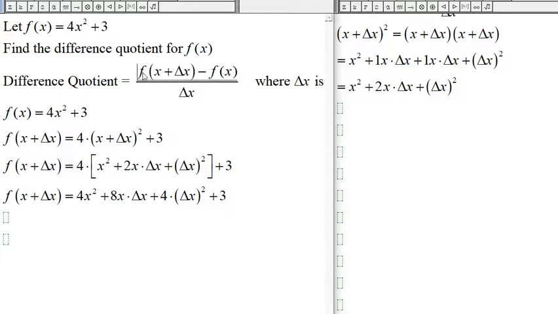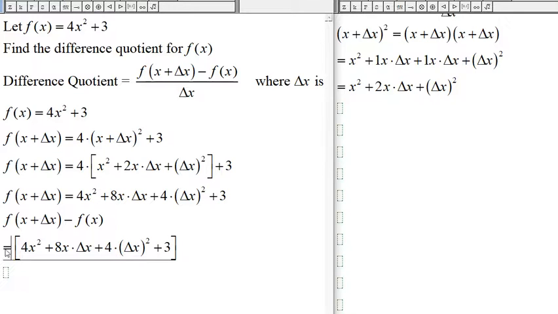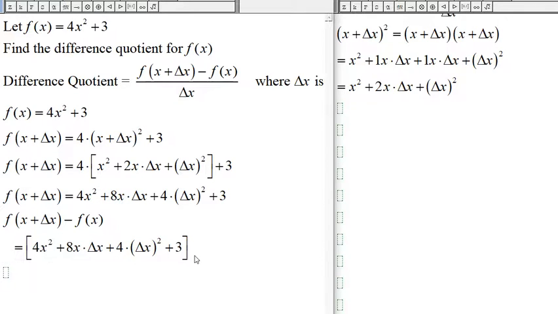And then to get the difference quotient, we need to do the difference right here. And this will be all of this, and then minus f of x. But f of x is 4x squared plus 3. And we can see that 4x squared minus 4x squared is 0, and 3 minus 3 is 0. So what's left is just this.